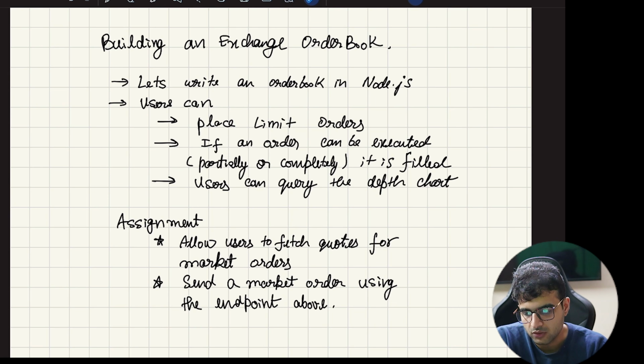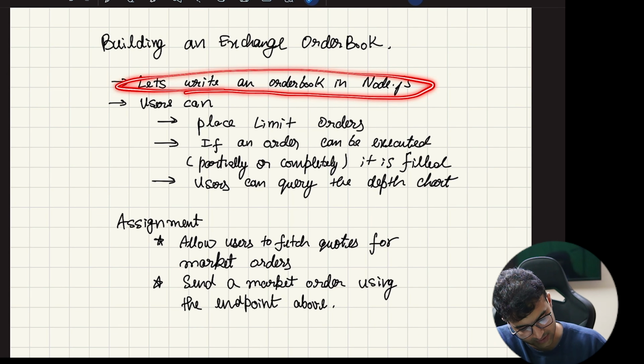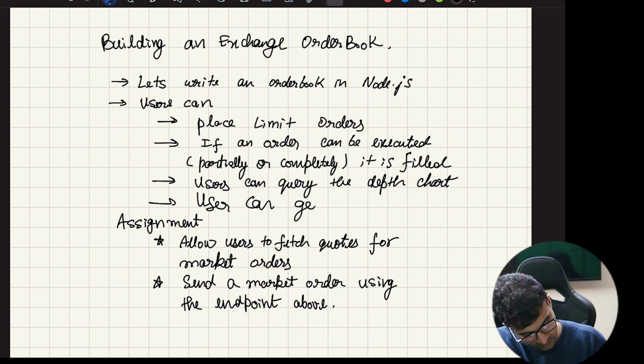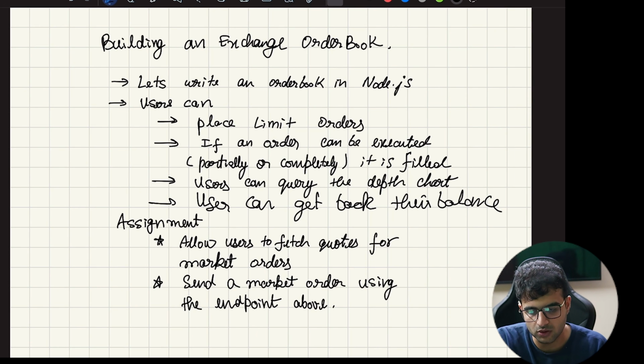Cool. So what are we going to do from now on? We're going to write an order book in Node.js. The order book should support that a user can place a limit order. If the order can be executed or filled partially or completely, the order will be filled. Users can query the current depth chart. Another point I'll add here is that a user can get back their balance, which is their USD balance or their Google stock, Facebook stock, whatever stock we're supporting. And then there is an assignment.